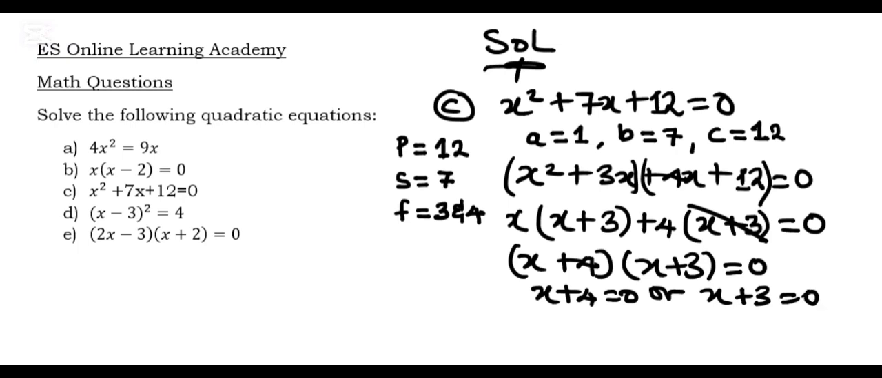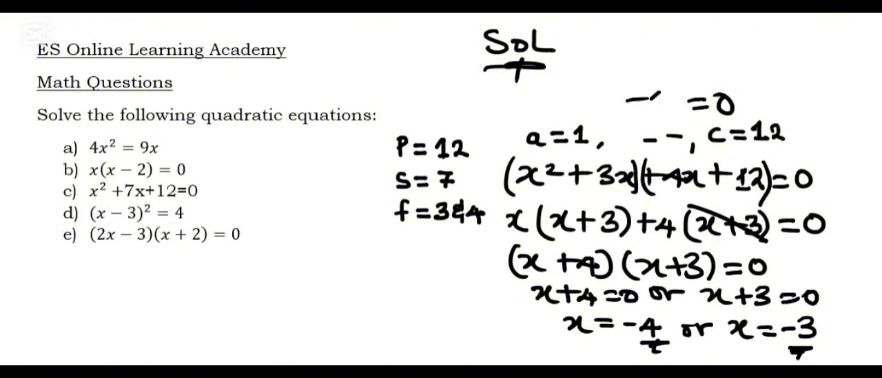The first equation, x plus 4 equal to 0, will give us x equal to negative 4. When you take 4 to the other side, you get a negative 4. Or solving for x on x plus 3 equal to 0, here we'll get x equal to negative 3. So the two values of x are x equal to negative 4 or x equal to negative 3. So that is it for the third question. Going to the fourth question.